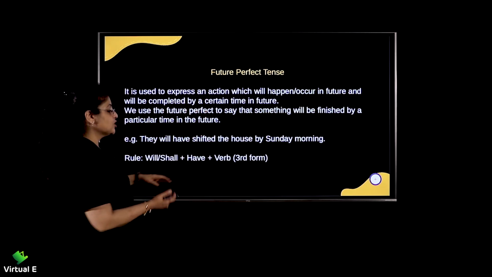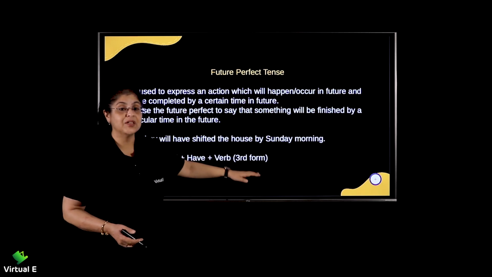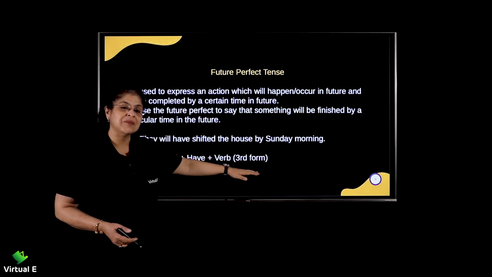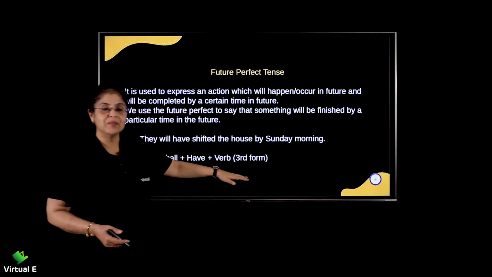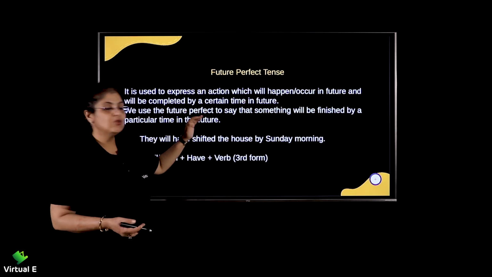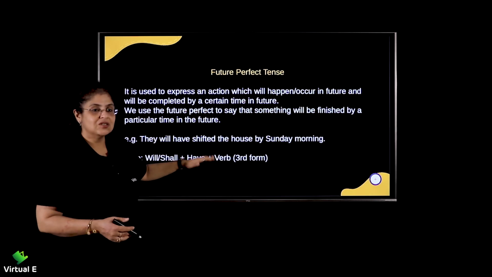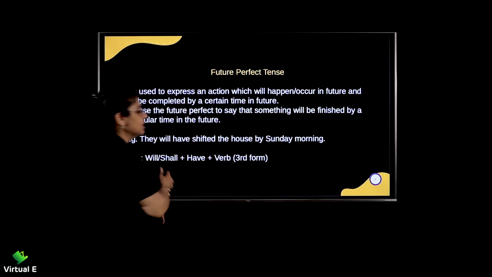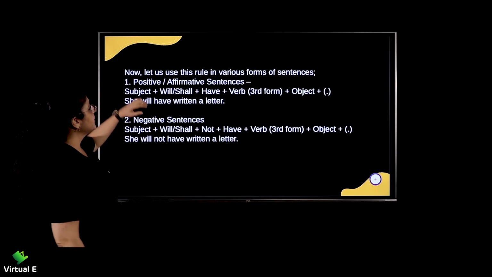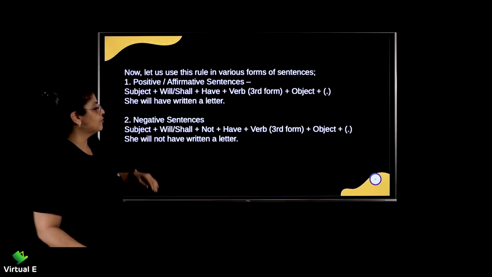So it is will, shall, have. Again, please remember, it's verb 3. Honestly, you don't really need to memorize this. If you know how to frame your sentence, this is just for the basic purpose to make sure that you know it. Now, again, we have the four forms.